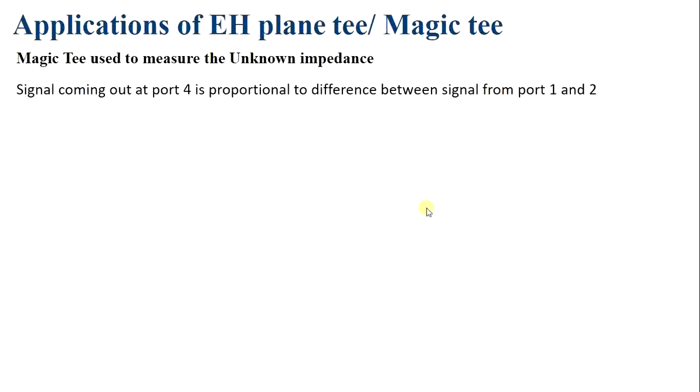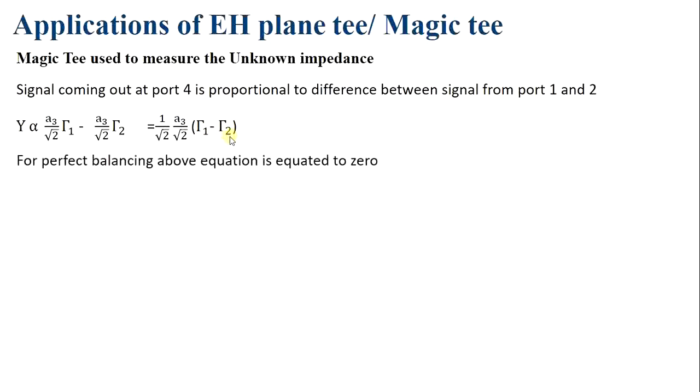So this Y, the signal coming out at port 4, is proportional to the difference between the signal from port 1 and port 2. So this Y is directly proportional to A3 by root 2 into the reflection coefficient of port 1 minus A3 by root 2 into the reflection coefficient of port 2, which is equal to, where we have replaced this with a proportionality constant, 1 by root 2 into A3 by root 2 into the reflection coefficient of port 1 minus the reflection coefficient of port 2. For perfect balancing, the above equation is equated to 0.